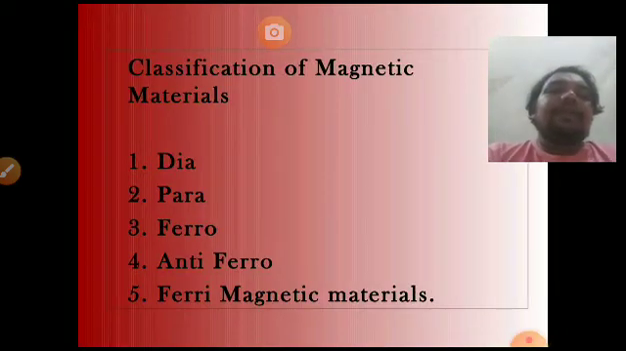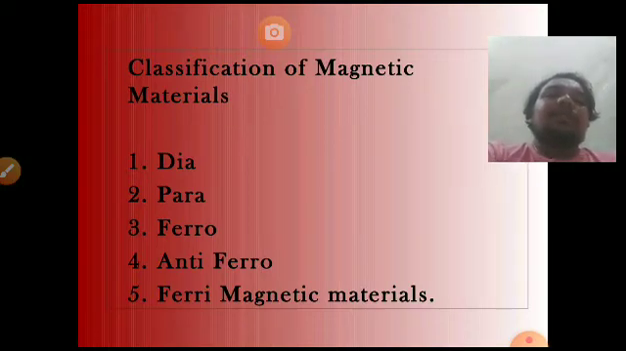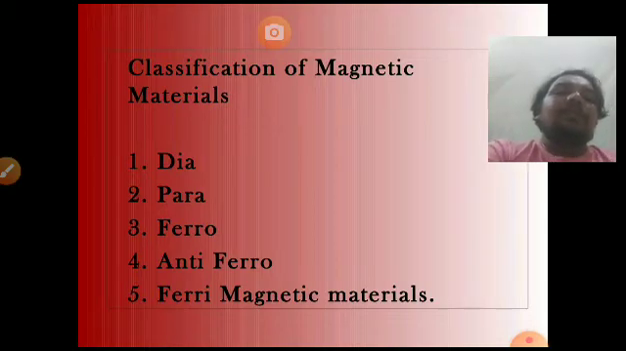Classification of magnetic materials: diamagnetic materials, paramagnetic materials, ferromagnetic materials, antiferromagnetic materials, ferrimagnetic materials.